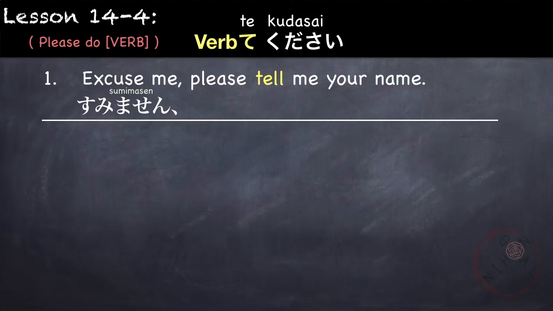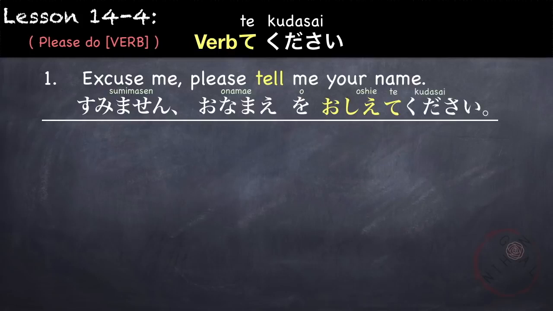And your name is onamae. O. And then our verb tell, which is oshiemasu. Here we remove masu and replace that with te. Oshiete. And then please. Kudasai. Sumimasen. Onamae o oshiete kudasai.